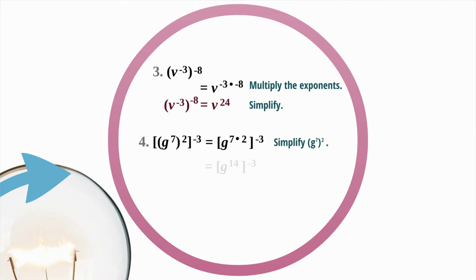7 times 2 is 14, so our expression will become the quantity g raised to the 14th power, raised to negative 3. Now all we need to do is simplify that power of a power. We just need to multiply 14 and negative 3. 14 times negative 3 is negative 42. And there we have it. We got the simplest form of the square of g raised to the 7th power raised to the negative 3, and that is g raised to negative 42. You see, it's really not that difficult.